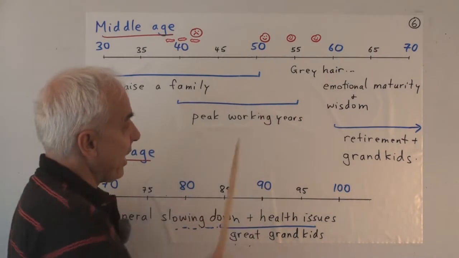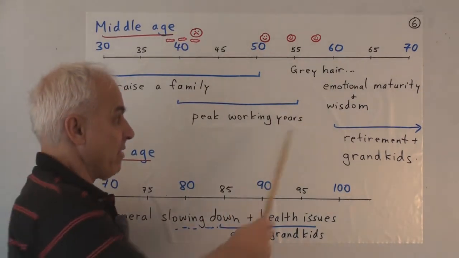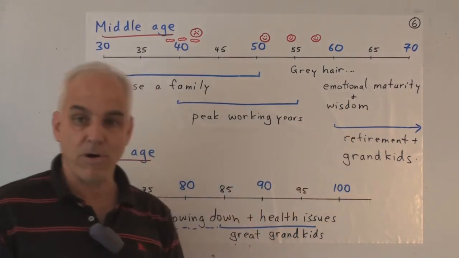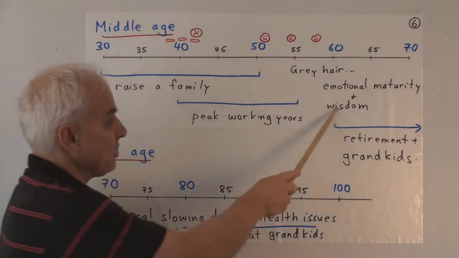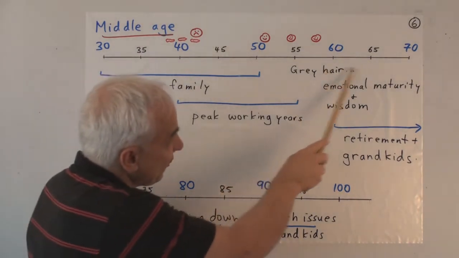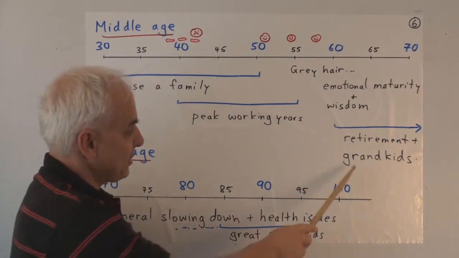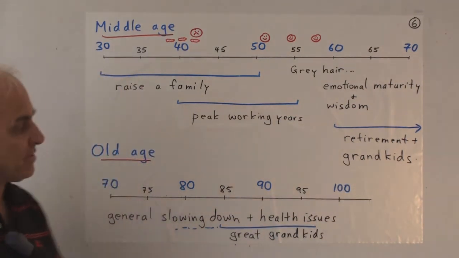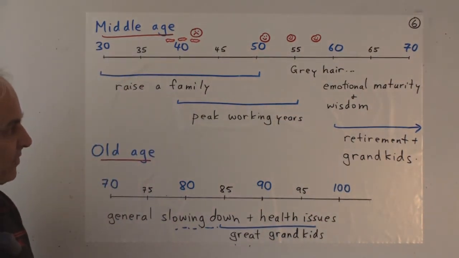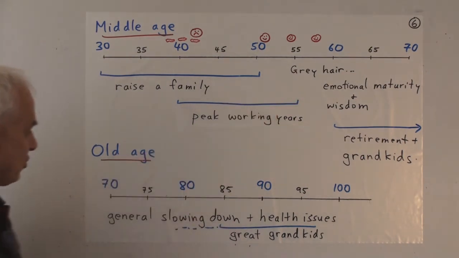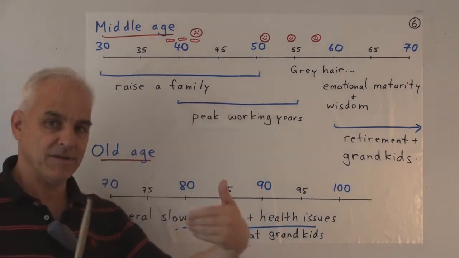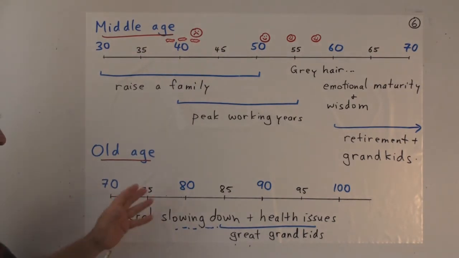And of course, eventually we get gray hair and maybe pot bellies, but we also develop more emotional maturity and wisdom. And then near the end of this middle-age period, retirement eventually looms, and the kids themselves grow up and often have grandkids. And then we move from that into old age, and there's certainly no clear division here. Things become more general. We're just making very broad statements here. Very individual, depends on people's lives.